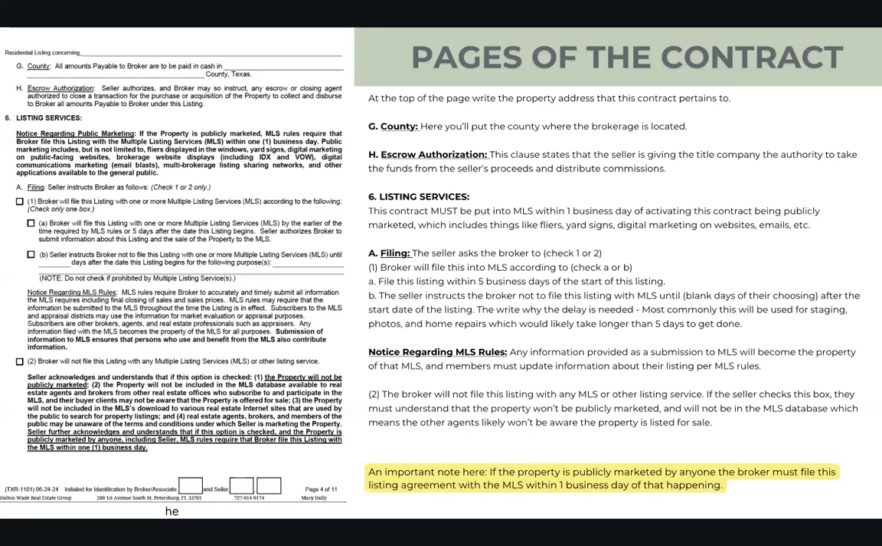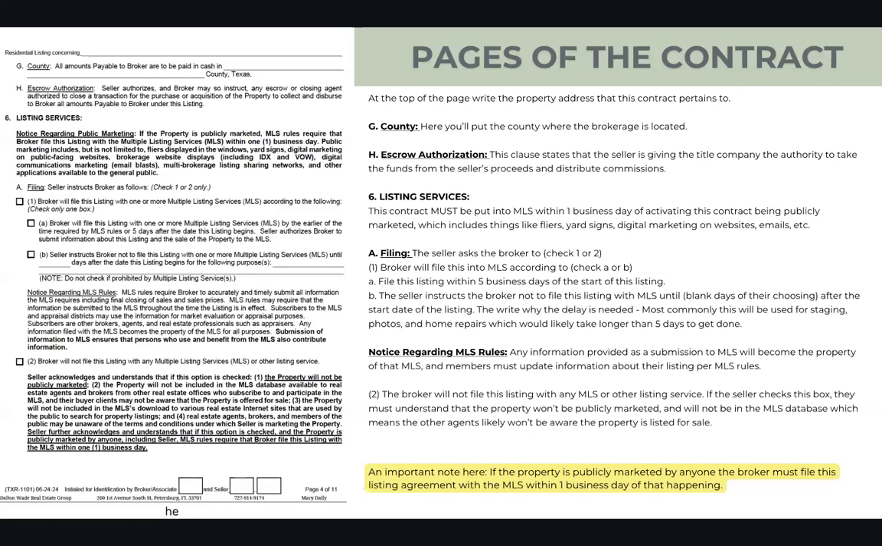Filing. The seller asks the broker to either check 1 or 2. The broker will file this into MLS according to check A or B, file the listing within 5 business days of the start, or the seller instructs the broker not to file this listing with MLS until blank days of their choosing after the start date. And you're going to need to write the reason. Usually, if the house needs to be staged or have photos or repairs, that would take longer than 5 days.